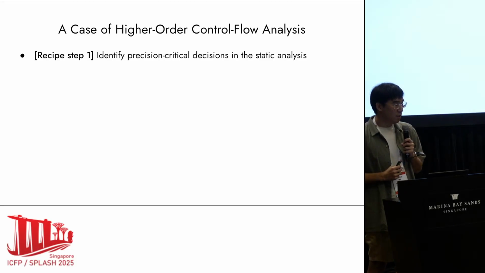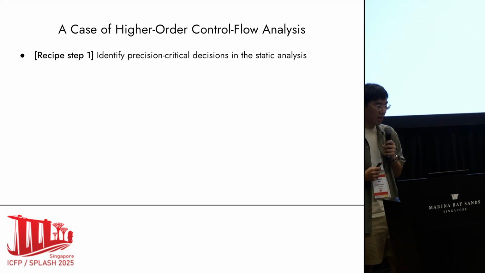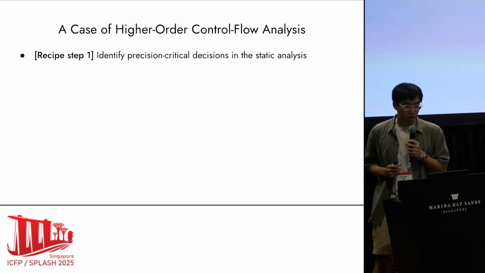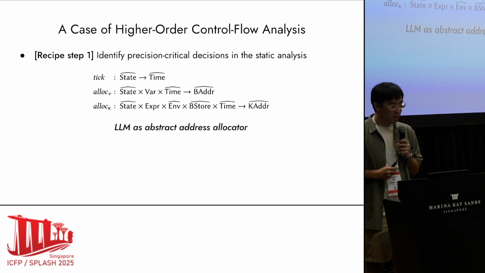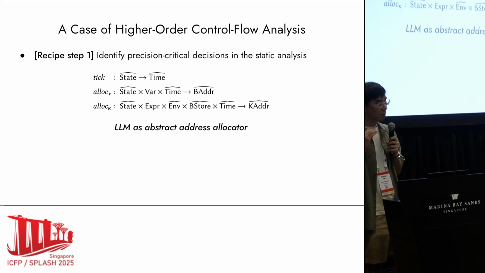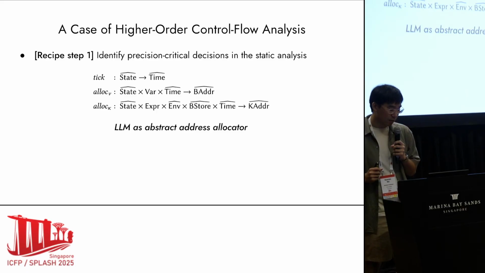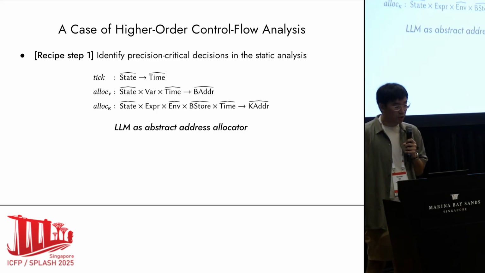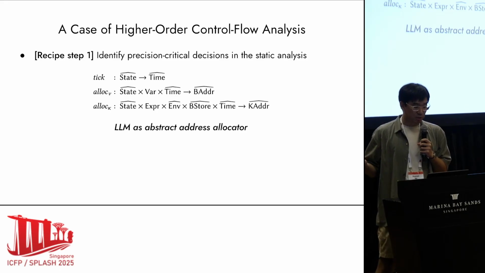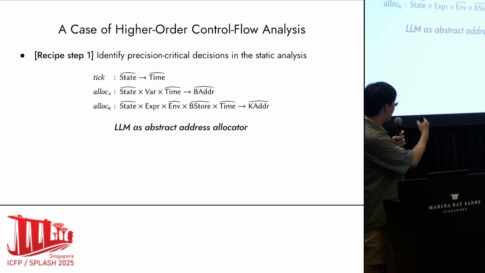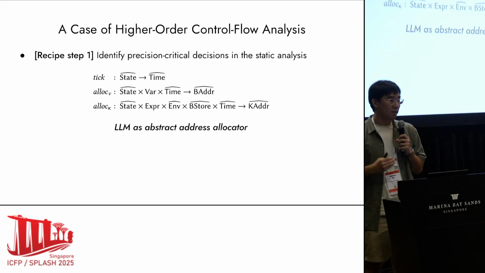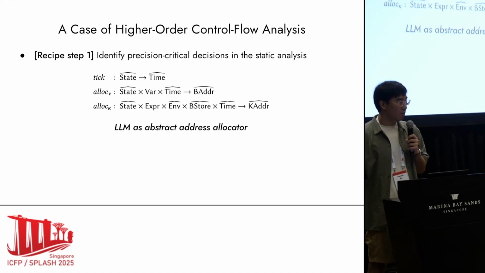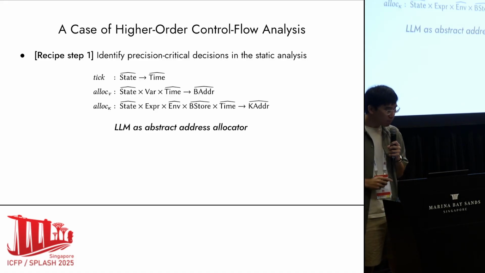The result of this analysis is an over-approximated transition graph of abstract states. So following our recipe, the first step is to identify precision critical tasks in the static analysis. In this AAM framework, there are several decisions, especially abstract address allocation, that fall exactly into this category. So in our case, we use LLMs as these abstract address allocators. Here there are the alloc_v function and the alloc_k function. They are used to produce the abstract address for binding values and also for continuations.